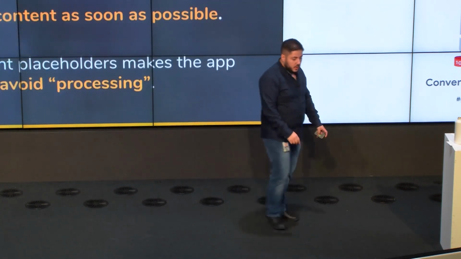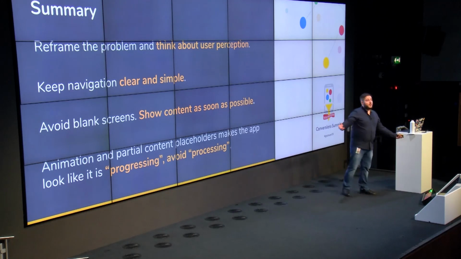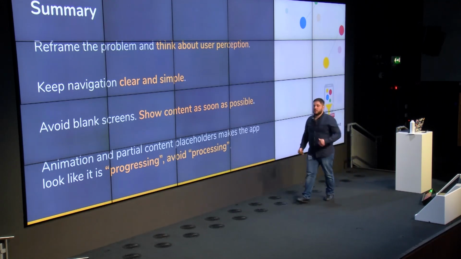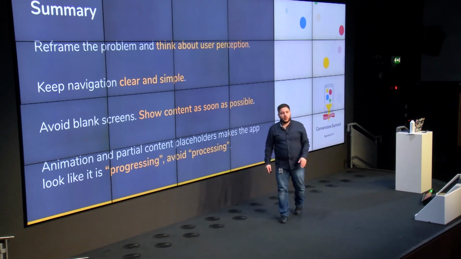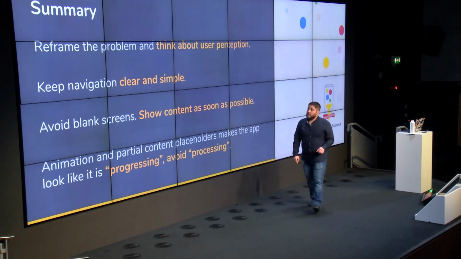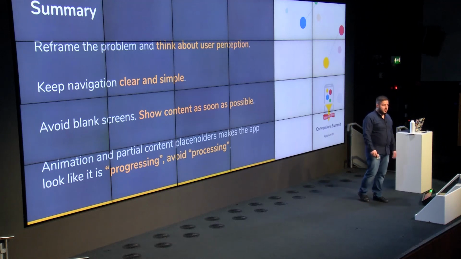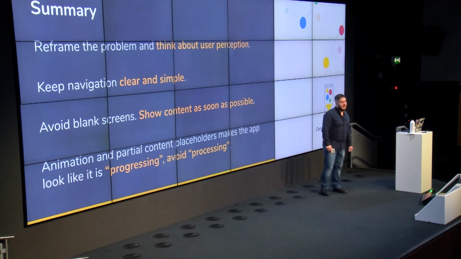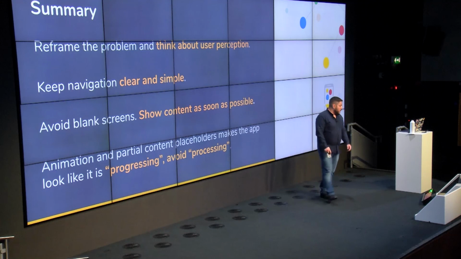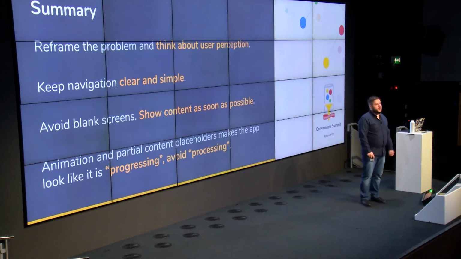So to summarize, reframe the problem. It's not just about how to make things faster, it's how can you actually make things less annoying for the users. Keep navigation clear and simple. Be as recognizable to the user as possible. Remember the vending machine? That's a nice story to tell. Avoid blank screens and show content as soon as possible.